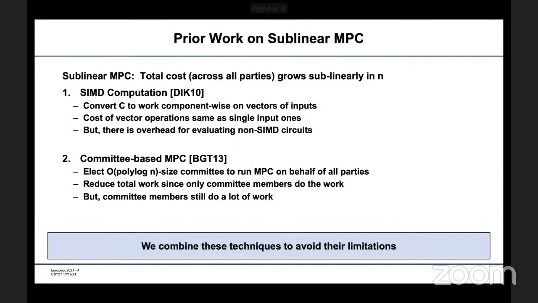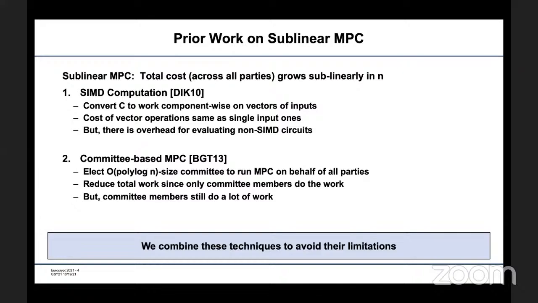So we're not the first ones to look into this. In particular, there's a fairly substantial line of work on sublinear MPC, where the idea is to have the total cost of the computation grow sublinearly in the number of parties. And there are two general approaches that all works in this area take. The first one that Gabe already described so nicely in the previous talk is SIMD computation, where the idea is that instead of computing on individual values, you compute on vectors of values pointwise, where the cost of vector operations is small. And this is very nice. It allows us to get low cost, but there's some overhead for evaluating non-SIMD circuits.